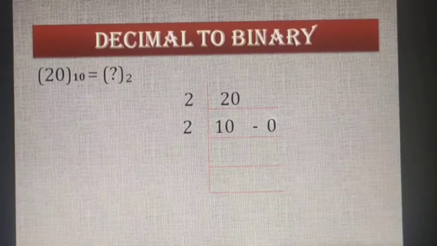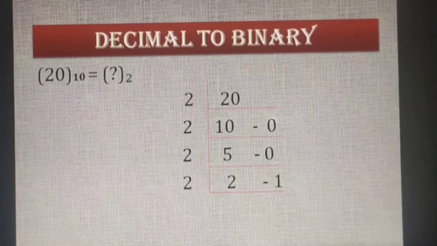Then we have to again divide the 10 by 2. We have to continuously divide the number by 2 until we get a 1 or 0. So again dividing by 2, we will get 5. There is no remainder, so again we write 0. Again divide 5 by 2: we get 2, and there will be a remainder of 1.